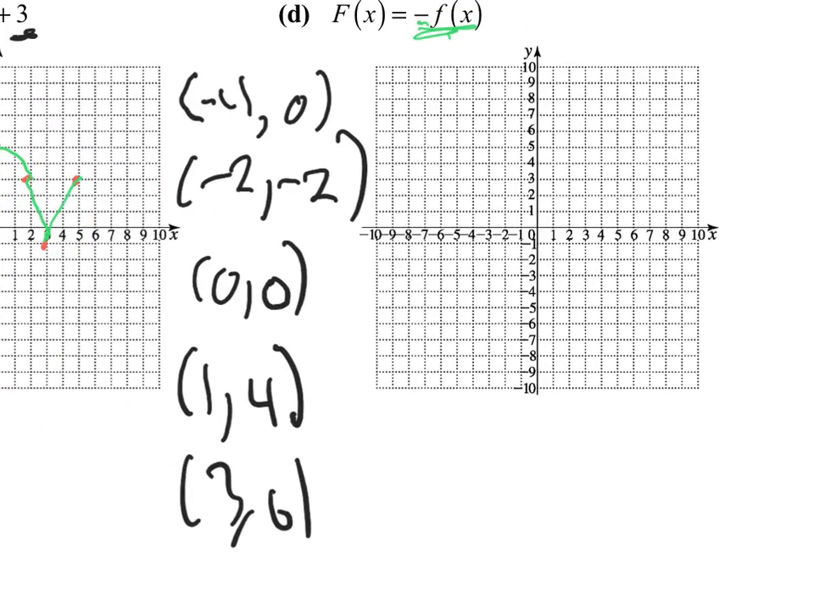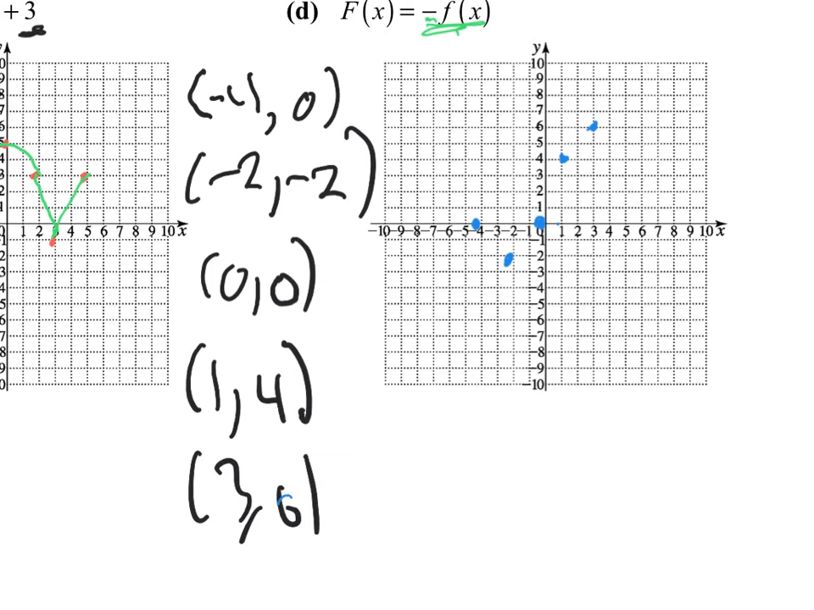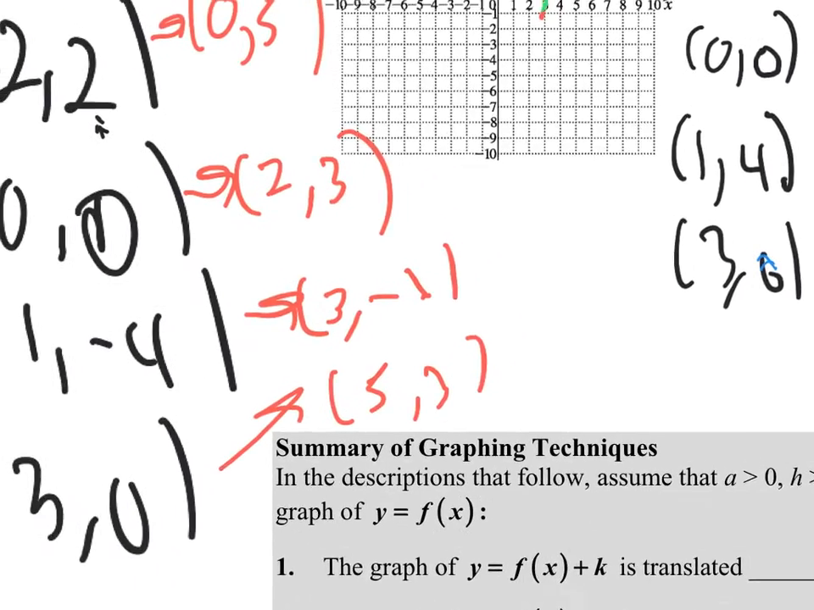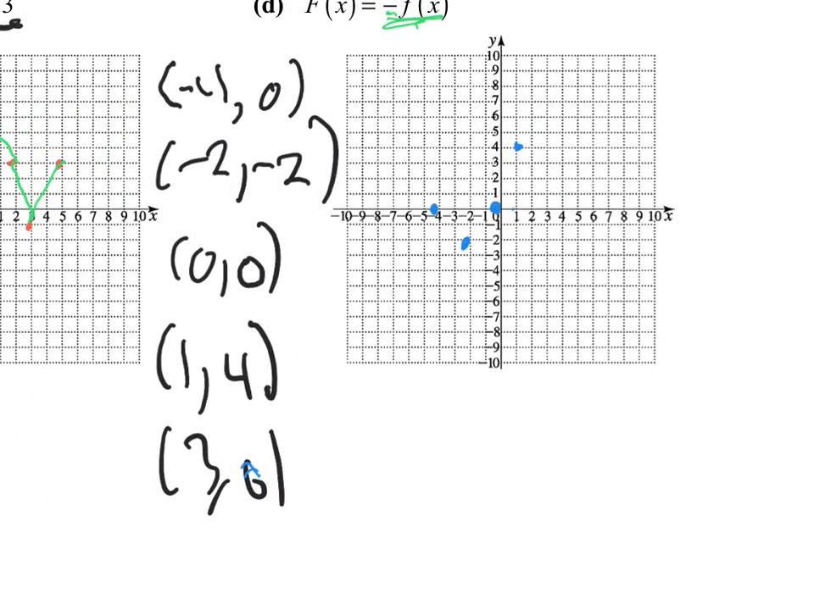Let's see what that looks like. Negative 4, 0 is here. Negative 2, 2 is here. 0, 0 is here. 1, 4 is here. 3, 6 is here. Oops. Something's not right. Oh, it's not 3, 6. It's 3, 0. Because it was a 0, it still stays 3, 0. Okay, so this time the circular part went down here, then it kind of went here, and then it kind of went here. There you go. Close enough.